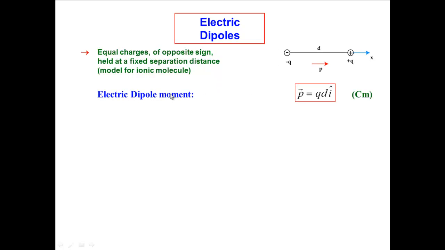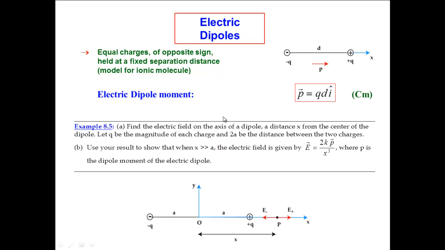The electric dipole moment, which is labeled by the vector p, is always drawn from the negative charge toward the positive charge. And it has, by definition, the value q times d, and in this case, because going from negative to positive is in the positive x direction, it has the vector i hat. So we'll see why it has this definition a little bit later when we calculate the electric field produced by the dipole. But for now, here's the definition, and the units, of course, are charge units times distance units, or Coulomb meters.